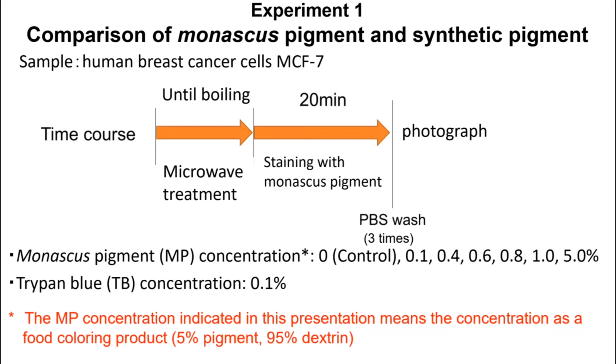The monascus pigment concentration indicated in this presentation means the concentration as a food coloring product.